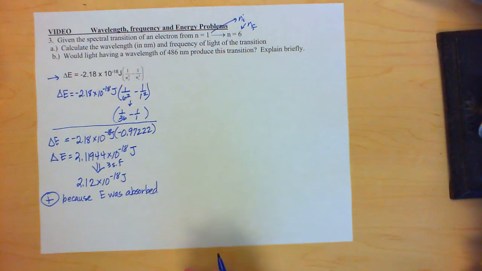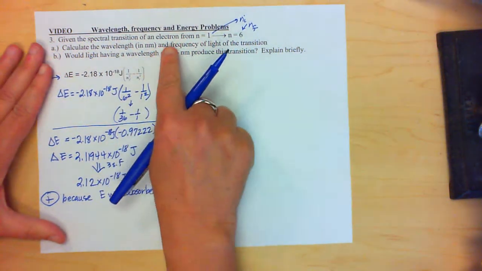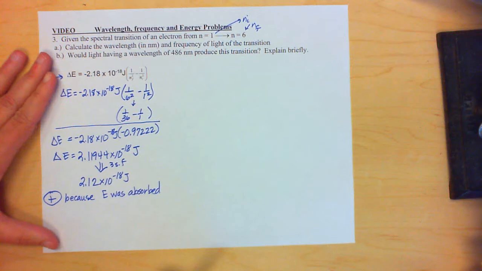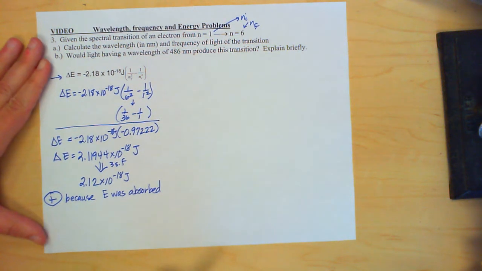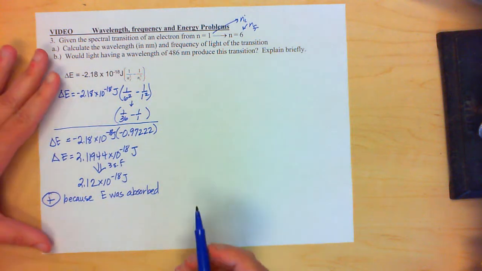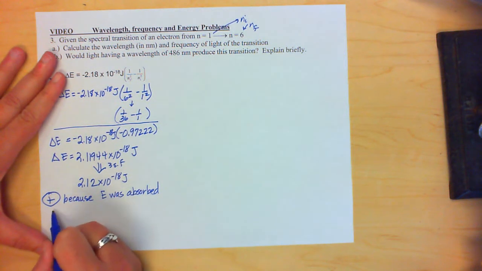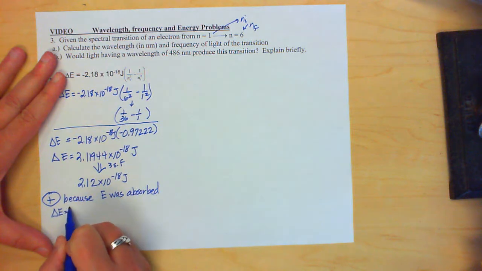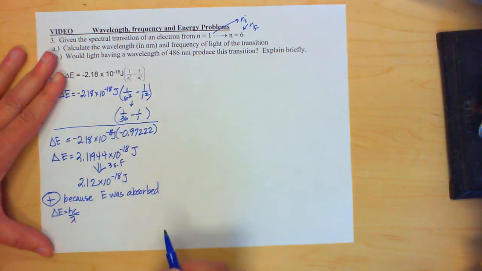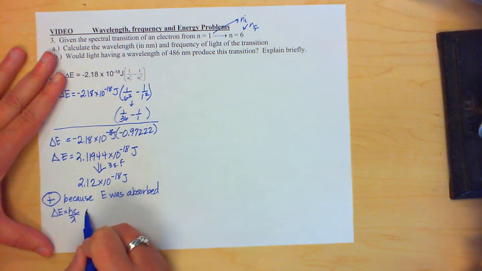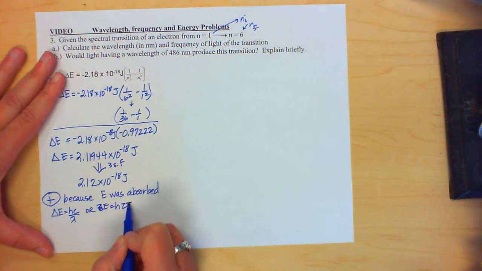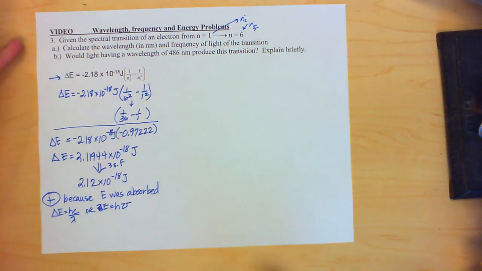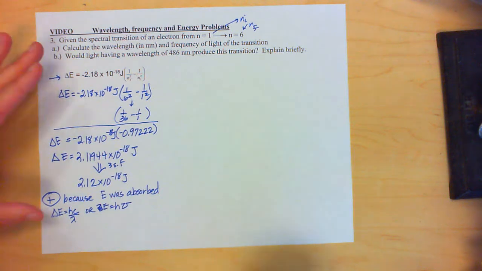Okay, so calculate the wavelength in nanometers and the frequency of light of this transition. In order to work this one, we need to know what the frequency of the light is. So we know two equations. Delta E is equal to hc over lambda, or delta E, or in this case just E, is equal to h nu. So the easiest thing to do first is let's just do frequency.